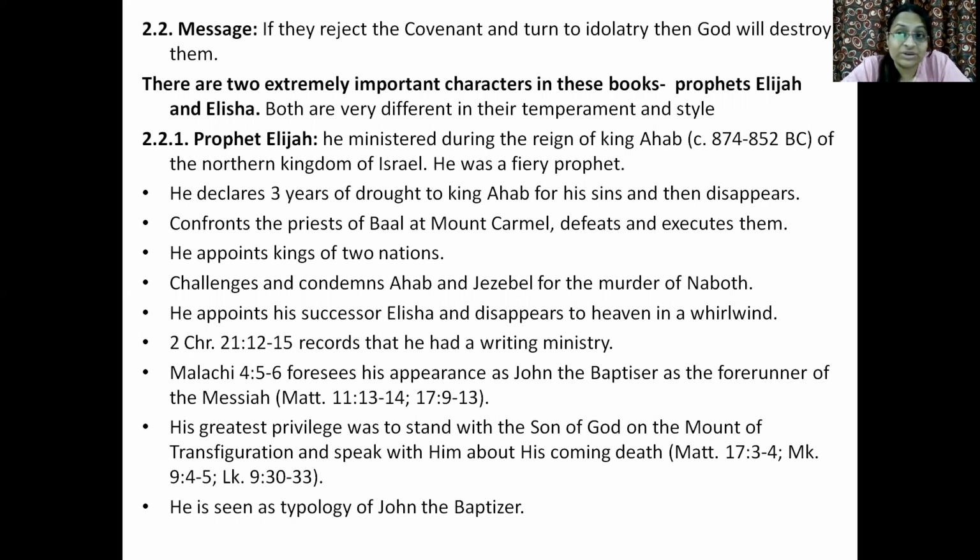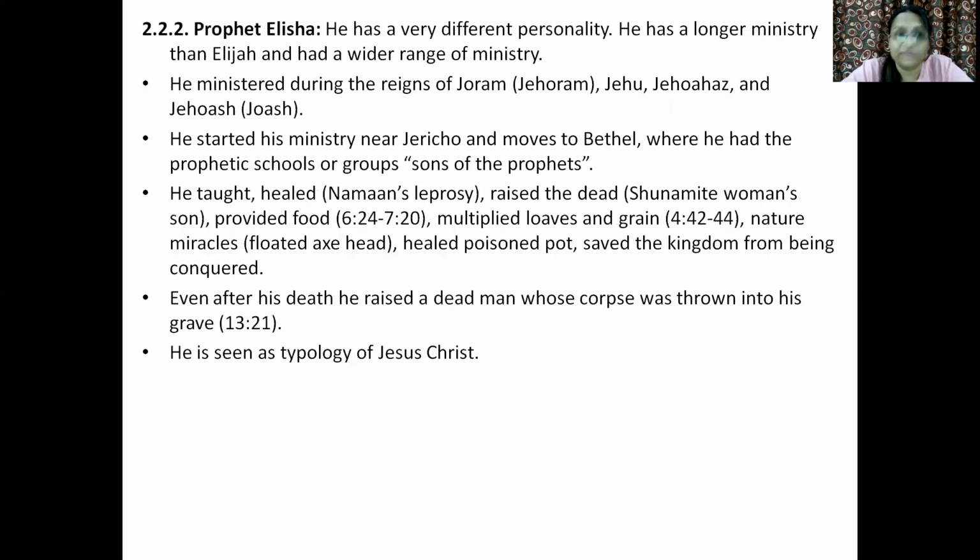A forerunner is somebody who will come before the Messiah, and we associate him with the spirit of John the Baptizer. His greatest privilege was to stand with the Son of God on the Mount of Transfiguration and speak with him about his coming death, in Matthew chapter 17, verses 3 to 4, Mark 9, verses 4 to 5, and Luke chapter 9, verses 30 to 33. We can see him as a type of John the Baptist.